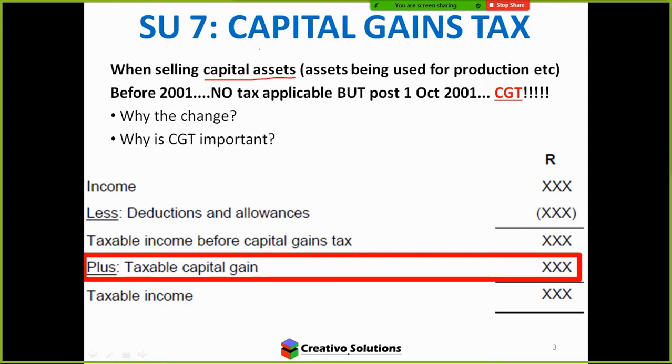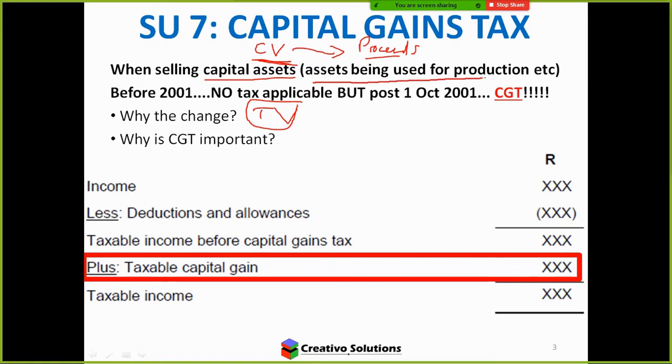Obviously, when you sell an asset, you need to work out the carrying value, and you need to compare the carrying value to the proceeds to work out if there's a profit or loss. Remember that? Okay, if I'm looking at tax, I'm not going to work out a carrying value, I'm going to work out a tax value.